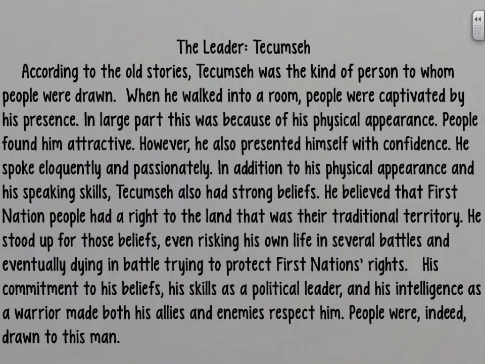He stood up for those beliefs, even risking his own life in several battles and eventually dying in battle trying to protect First Nations rights. His commitment to his beliefs, his skills as a political leader, and his intelligence as a warrior made both his allies and his enemies respect him. People were, indeed, drawn to this man.